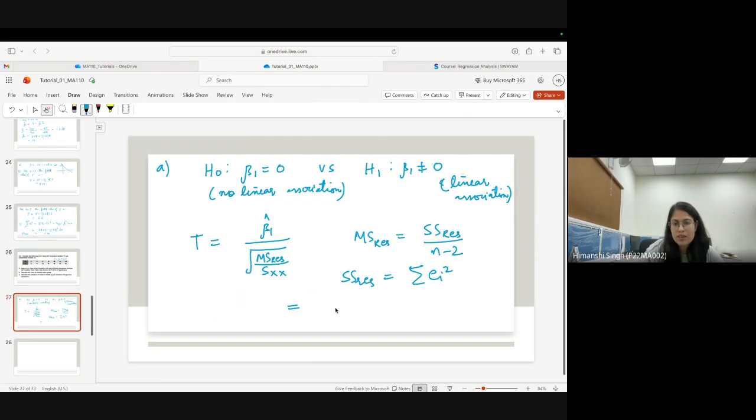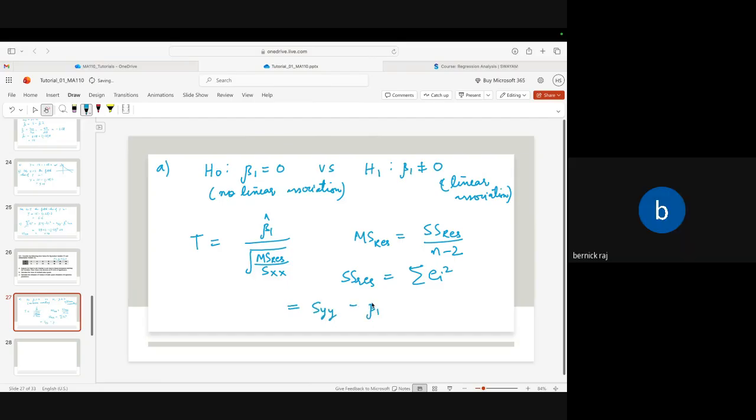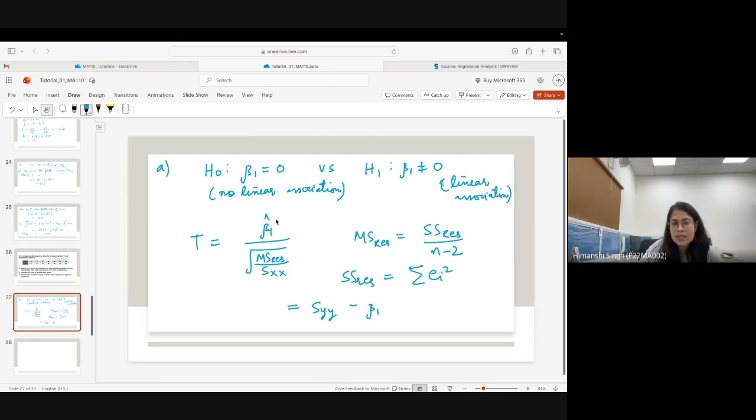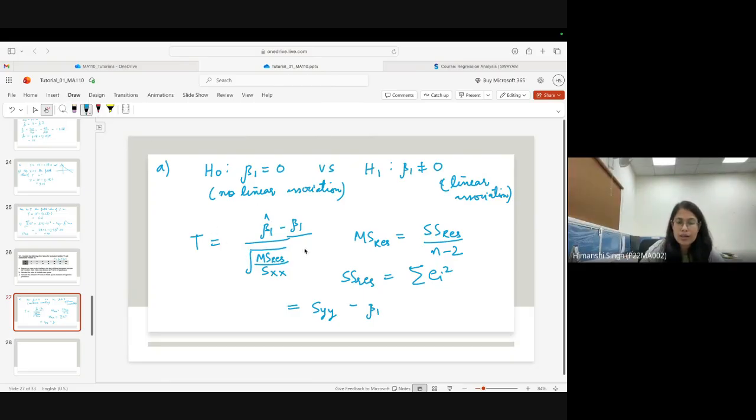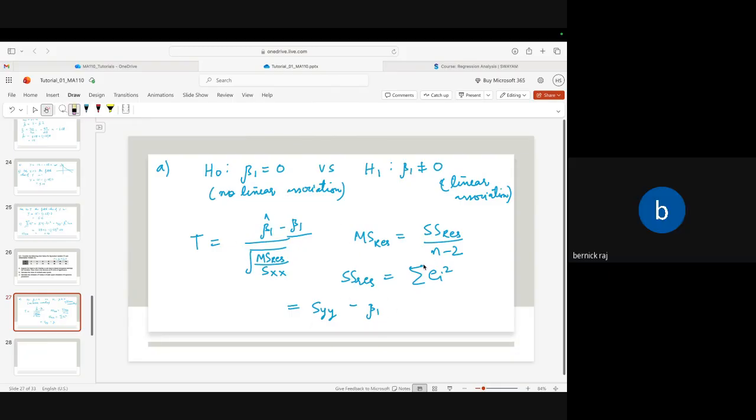For that we need Syy, madam. In a test, you write the formula first, that is beta 1 hat minus beta 1. In the next line, you say that beta 1 is assumed to be 0 under the null hypothesis. Most of them do not understand where the minus beta 1 went. So that was the test statistic, and I am considering it under the null only. Beta 1 hat minus beta 1, where beta 1 is 0 under the null hypothesis, so it becomes beta 1 hat divided by the square root of MSRES over Sxx. Beta 1 is not always 0, so here I should mention that this is the test statistic formula.